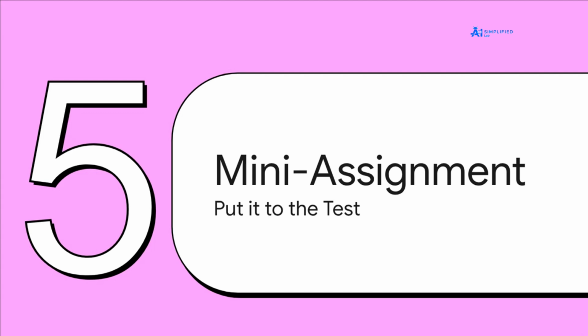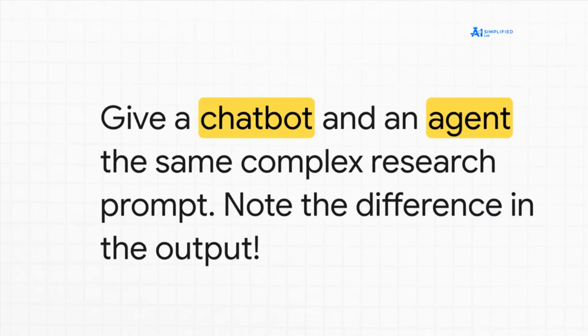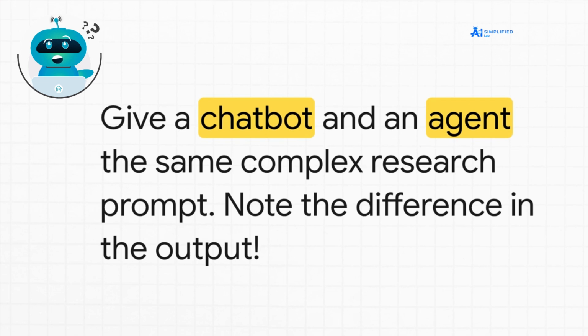Okay, talking about this stuff is one thing, but the best way to really get it is to try it yourself. So I've got a quick little assignment for you that's going to make this whole concept click. So here's your mission, should you choose to accept it. Open up 2 tabs. In one, have a chatbot like Claude. In the other, an agent-like tool like Perplexity. Now give them both the exact same really complex research prompt. Something like, find the latest research from the last 6 months on CRISPR gene editing. Then just look at the results. Compare them. How do they answer? Do they give you sources? What's the quality like? Seriously, doing this one little experiment will teach you more than I ever could in a video.